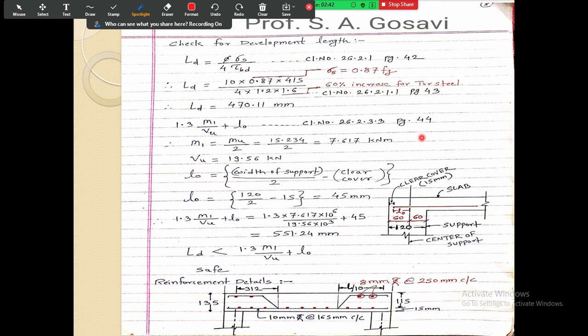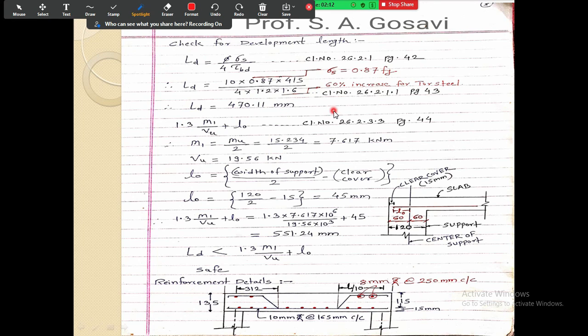And if the torsteel is provided in the compression zone, then you need to further multiply this by 1.25. So you have to further increase it by 25%. Right now only torsteel is provided, and it is provided at the bottom of the slab. So we have to increase this by 60%. So multiply by 1.6. This is the development length.